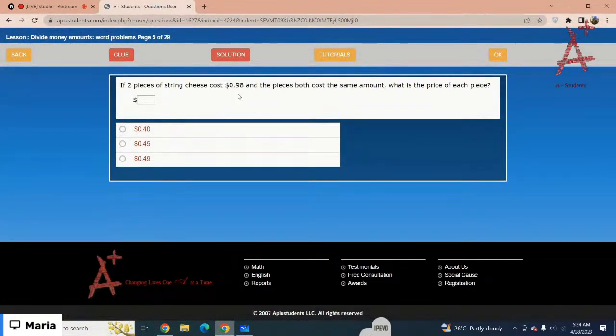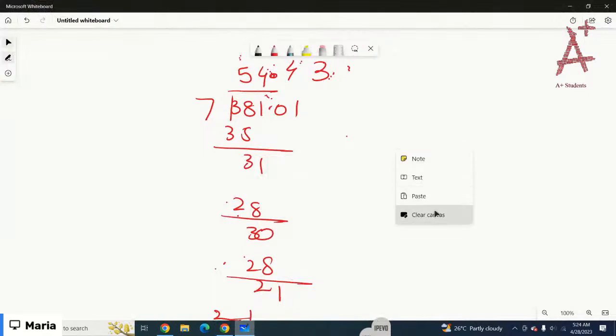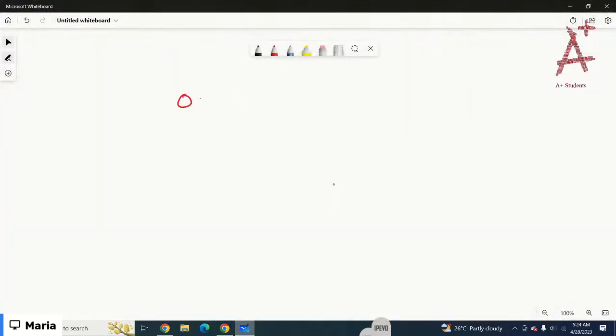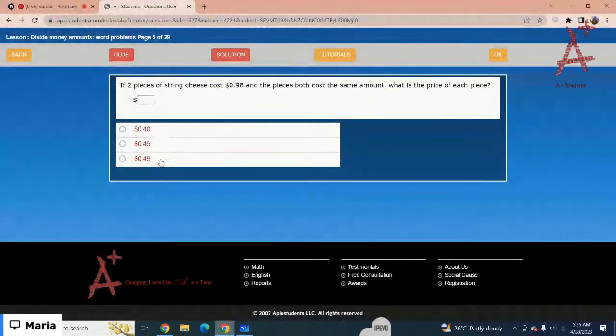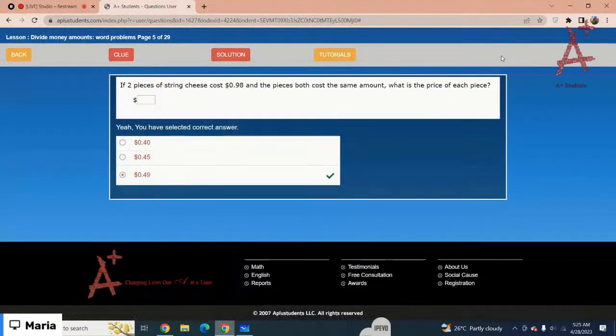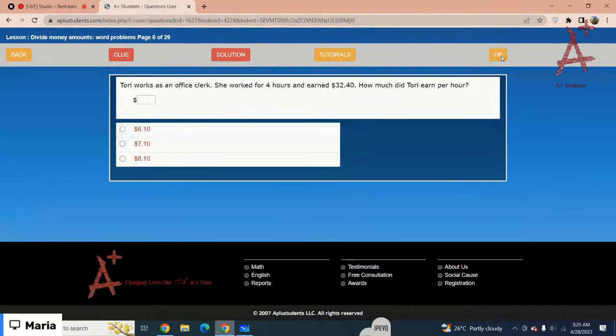Okay, if 2 pieces of string cheese cost $0.98 and the pieces both cost the same amount, what is the price of each piece? So you have to divide 0.98 by 2. You already have a decimal point over here. So 2 times 4 is 8 and 2 times 9 is 18. So the answer is 0.49. You don't need to multiply, you just have a decimal point in the divisor. It would be 0.49.